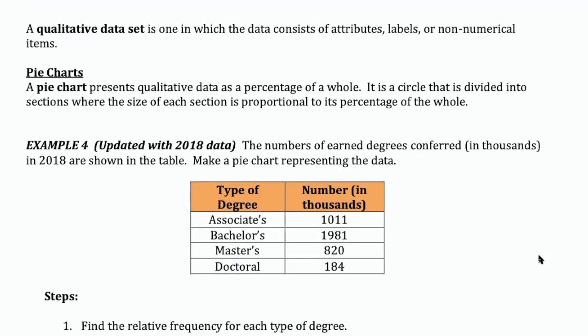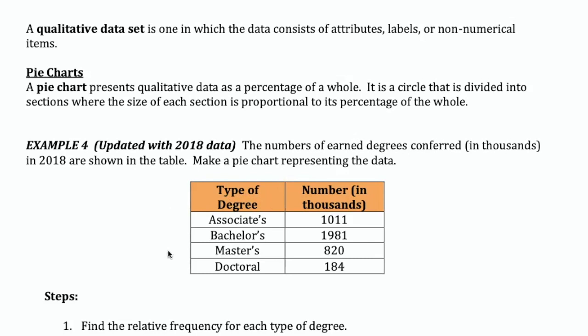Now, what is a qualitative data set? It's one in which the data consists of attributes, labels, or non-numerical items. If you look down here at this example, I've got a chart here of type of degrees and then the number of them. This is what I mean by non-numerical data. We have categories. If you think back to the frequency distribution table, we had classes and we had numbers. Okay, so this is qualitative data.